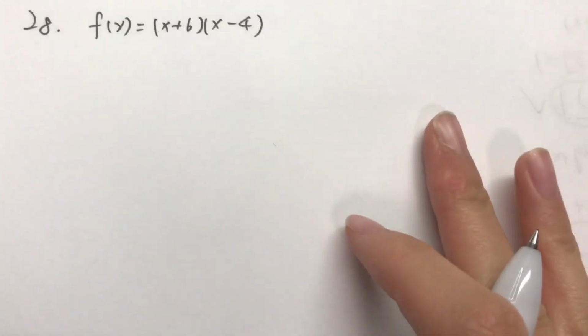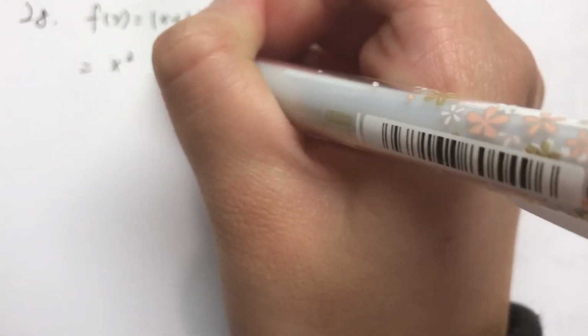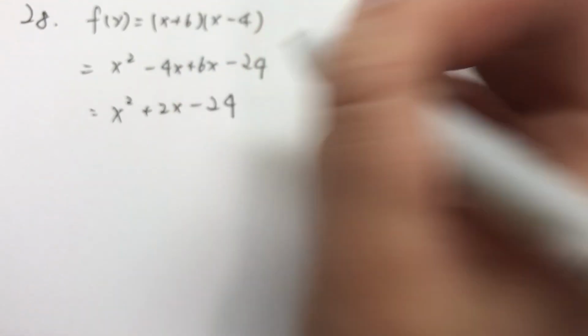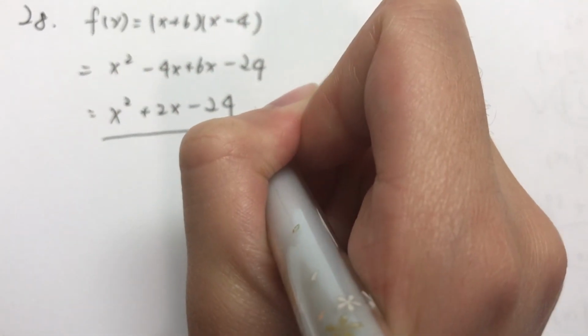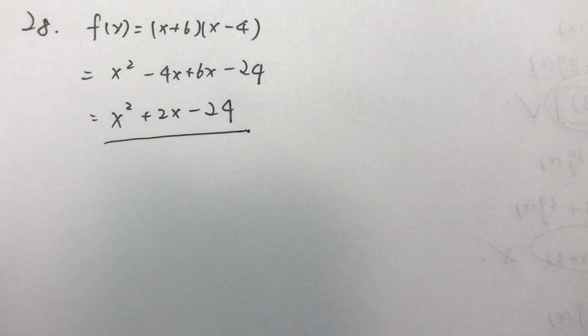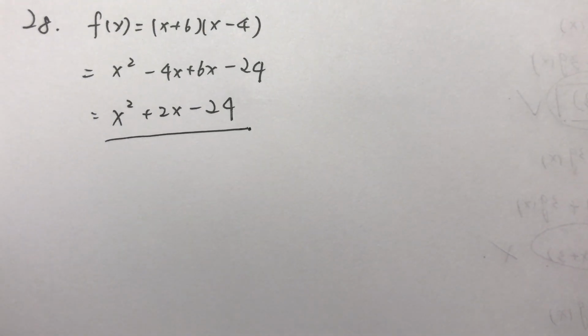So firstly, we need to simplify this equation. This equals x squared minus 4x plus 6x minus 24, so x squared plus 2x minus 24. We can say this is one of the answer choices, choice B, but this is incorrect because the question asks for the form in which you can see the minimum value. So we need to change this equation so we can see the minimum value of this function.